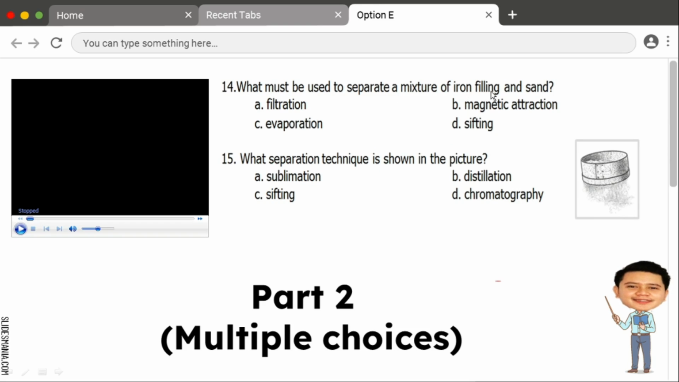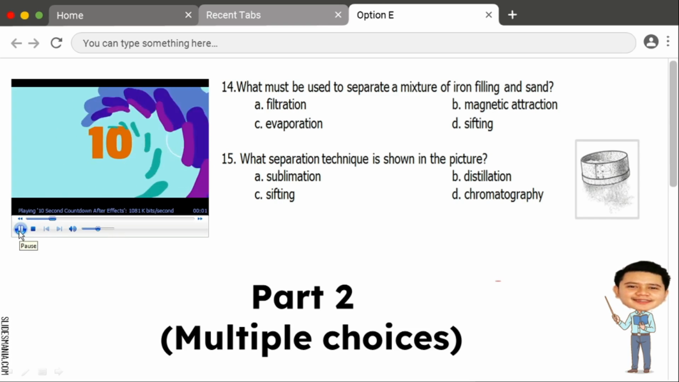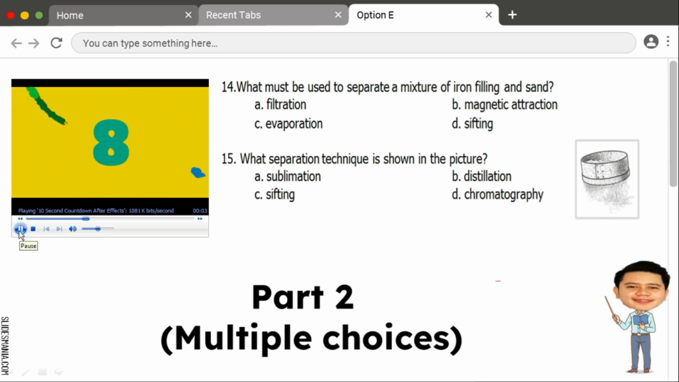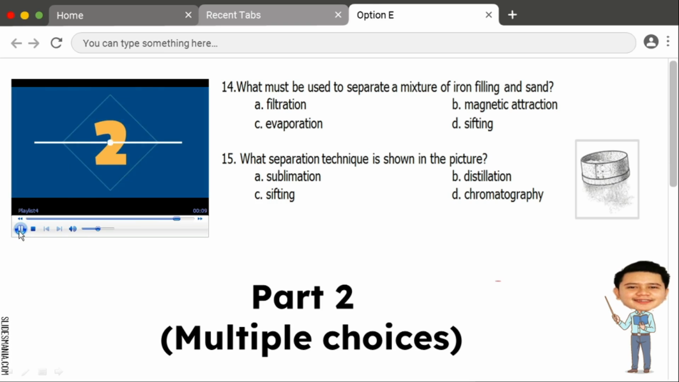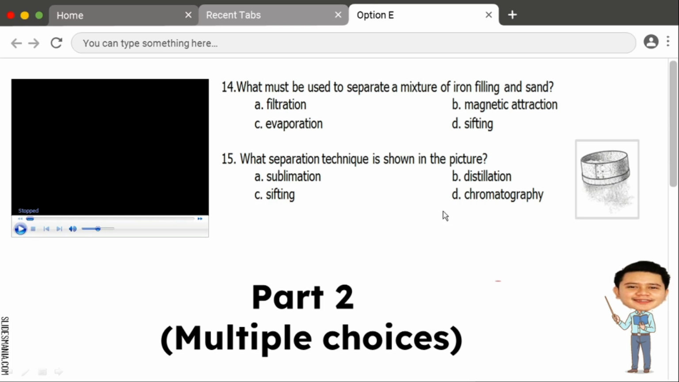And for number 14 and number 15, for number 14, what must be used to separate a mixture of iron filings and sand? A. Filtration, B. Magnetic attraction, C. Evaporation, or D. Sifting? 10 seconds. And the correct answer is letter B. Magnetic attraction.